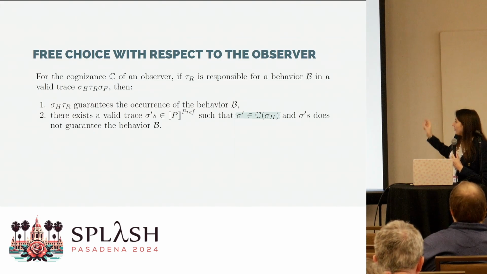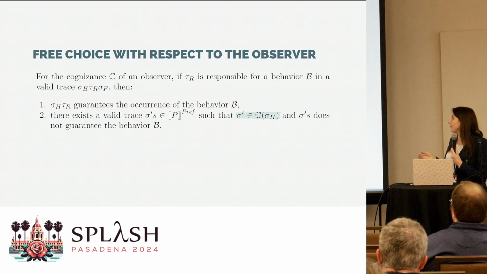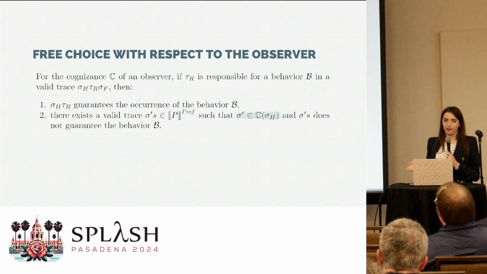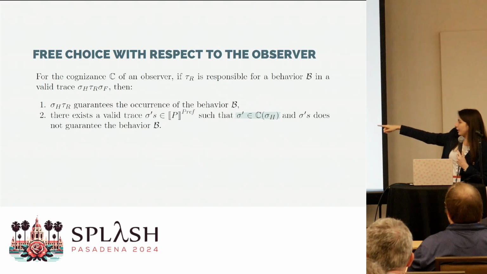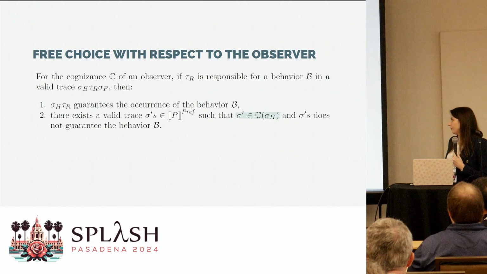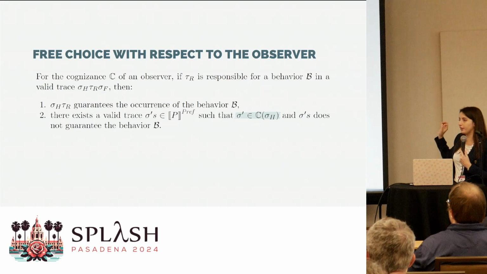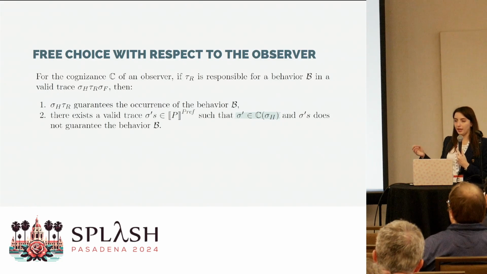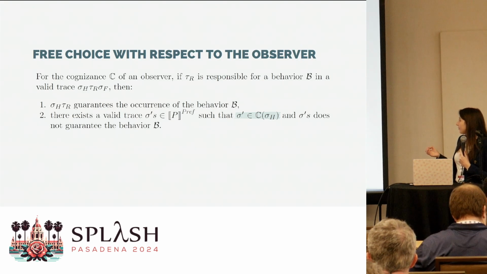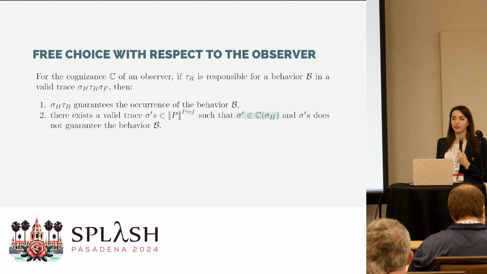So for the cognizance of an observer, tau r is the action responsible for behavior B in a valid trace sigma h tau r sigma f. Sigma h tau r guarantees the behavior of interest, but there exists another trace sigma first s, such that the cognizance of sigma first is equal to the cognizance of sigma h, so it's equivalent. And sigma first s, where s is our action responsible for the behavior of interest, does not guarantee the behavior.